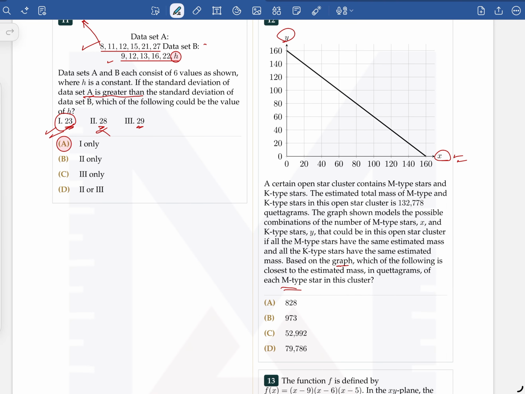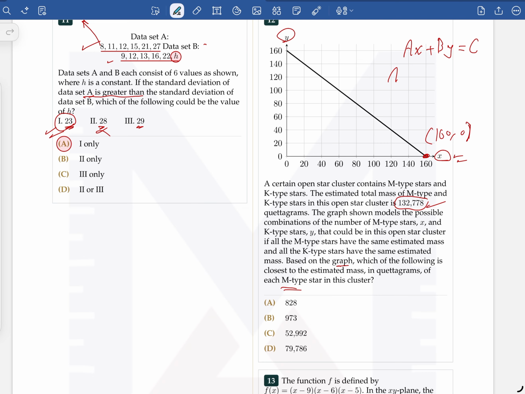To know that, we need to choose a point and then write the equation for this point. For example, this point here is 160 of M type, but 0 of K type, so the point is 160 and 0. Let's write the equation in the standard form. When you see a line like this one, you can write the equation in the standard form AX plus BY equals C. And C here is the total, which is this number, the estimated total mass.